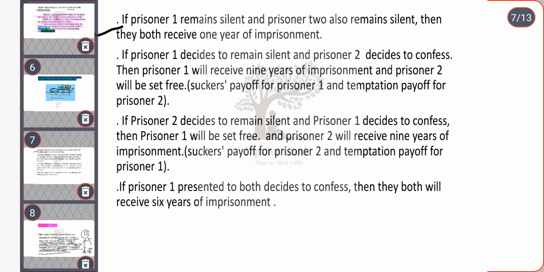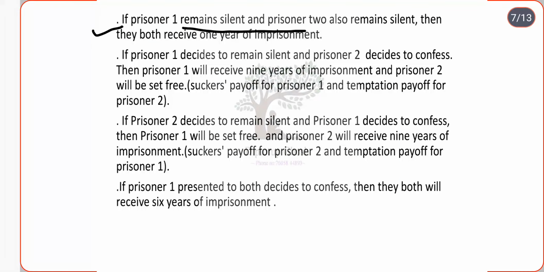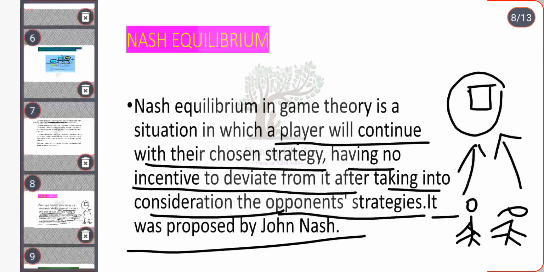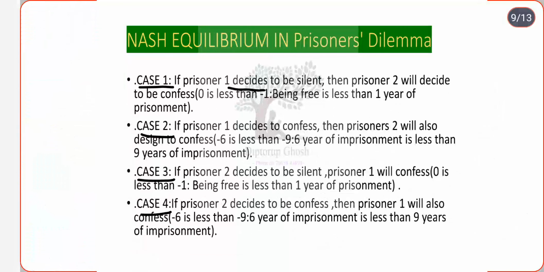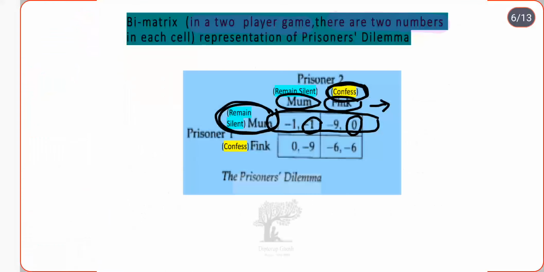If prisoner 1 decides to be silent, then prisoner 2 will decide to confess, because 0 is better than -1; being free is better than 1 year of imprisonment. As I have told you here, if prisoner 2 decides to be mum, prisoner 2 gets 1 year of imprisonment. But if prisoner 2 decides to confess, then he gets 0 years of imprisonment. So being set free is better than 1 year of imprisonment. So obviously prisoner 2 will decide to confess.